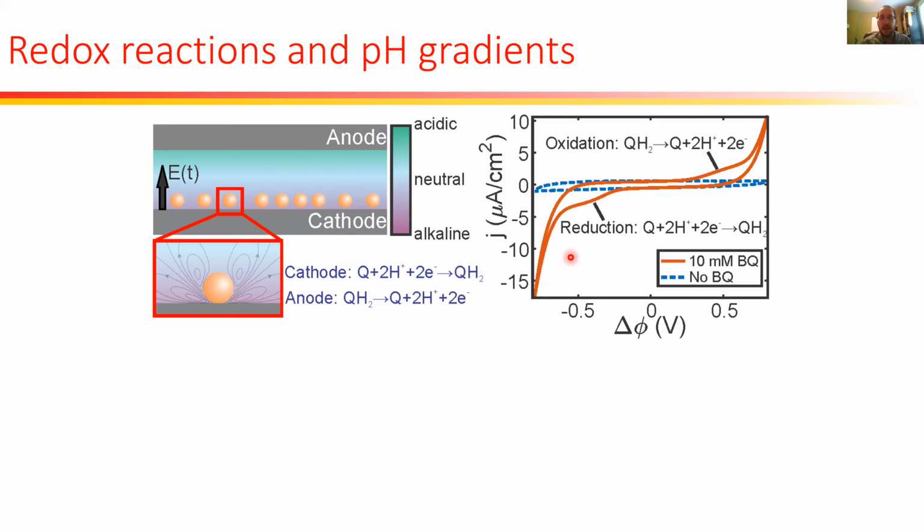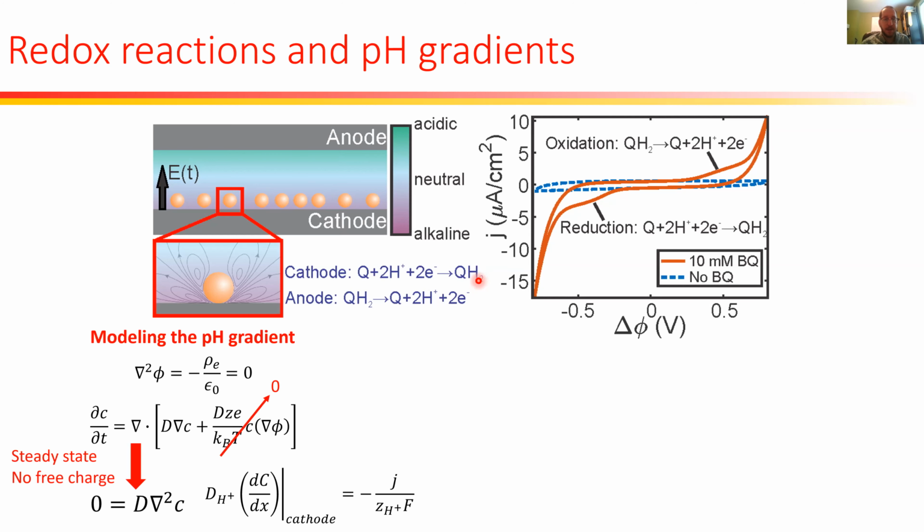So we see that the redox potentials for benzoquinone are around 0.5 volts and negative 0.3 volts for our specific electrode system. So here Q is benzoquinone and QH2 is hydroquinone. So this is the protonated version.